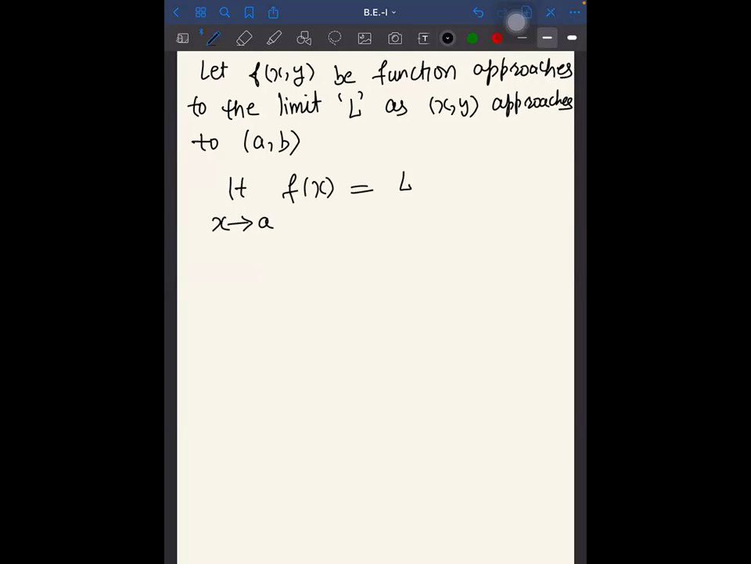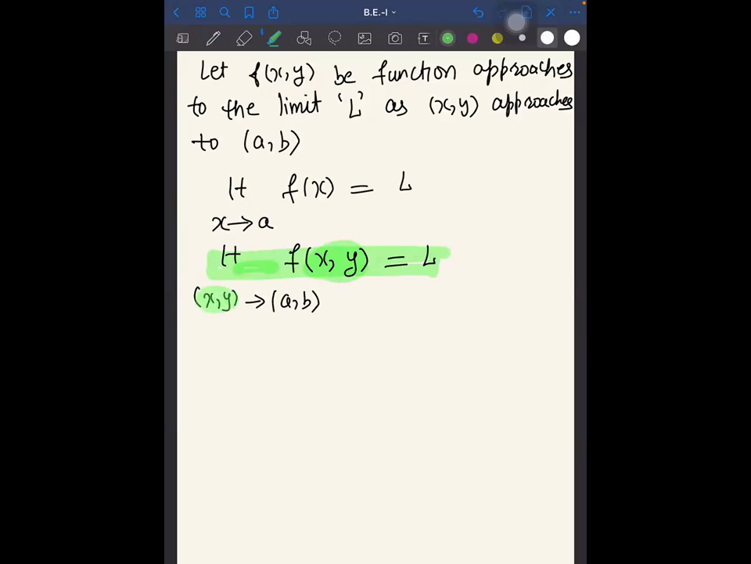Now we have 2 inputs, so we must make a point, something like this: xy goes to AB. Is it fine? So that's how our definition got changed. Why? Because we are dealing with 2 variables now. So of course this will approach this point. Let me put it in a rough way, what does that mean?